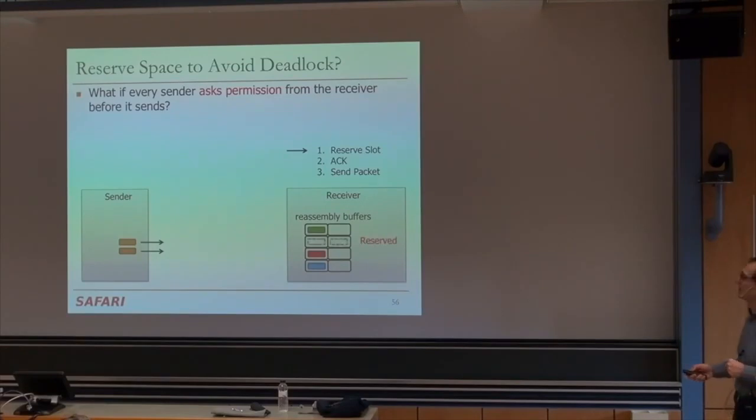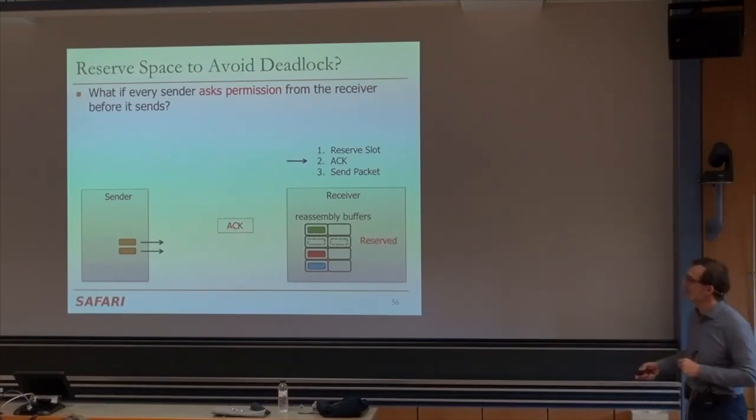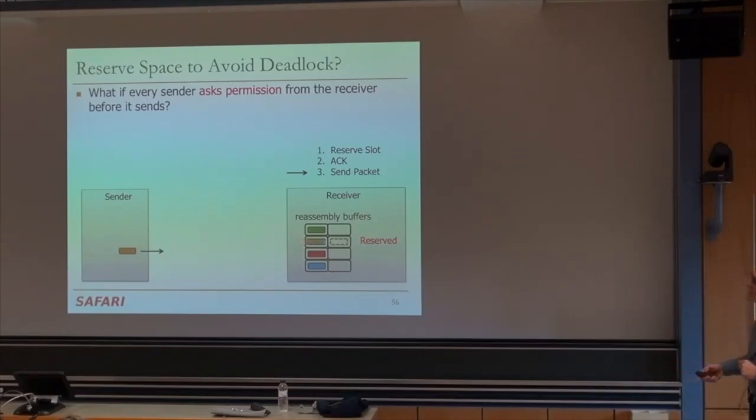So you basically ask the receiver, can I reserve a slot in your reassembly buffers? Receiver says, okay, I reserved it for you. Now you can send it. So acknowledgement. And then the sender can start sending packets. Of course, deflection routing happens in the middle.